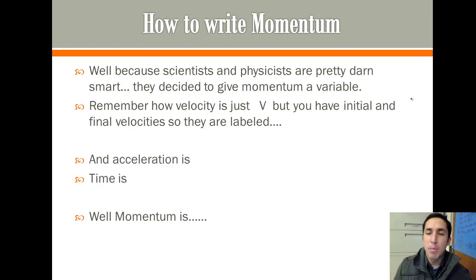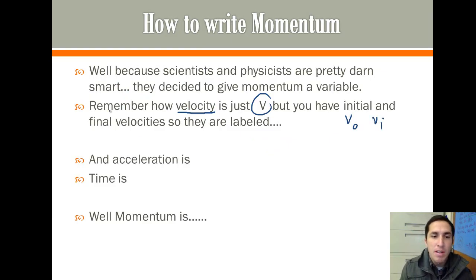Okay, how to write momentum. Let's figure some stuff out about momentum. Here's some rules about it. Well, first of all, because scientists and physicists are pretty smart, they decided to give momentum a variable. You know how velocity was just letter V? Good. And then you have initial velocity and final velocity, initials V0 or V naught or Vi, whatever you want. Your final velocity is Vf.